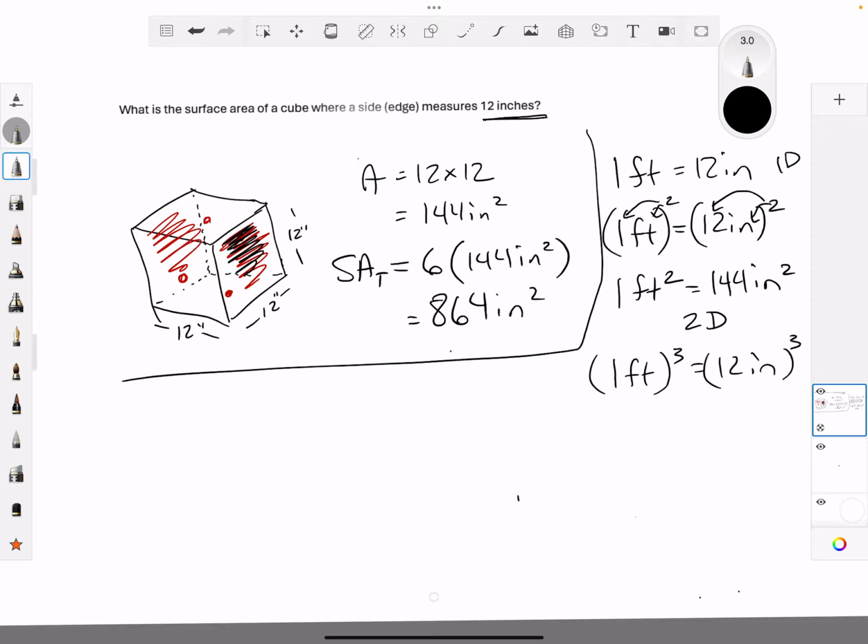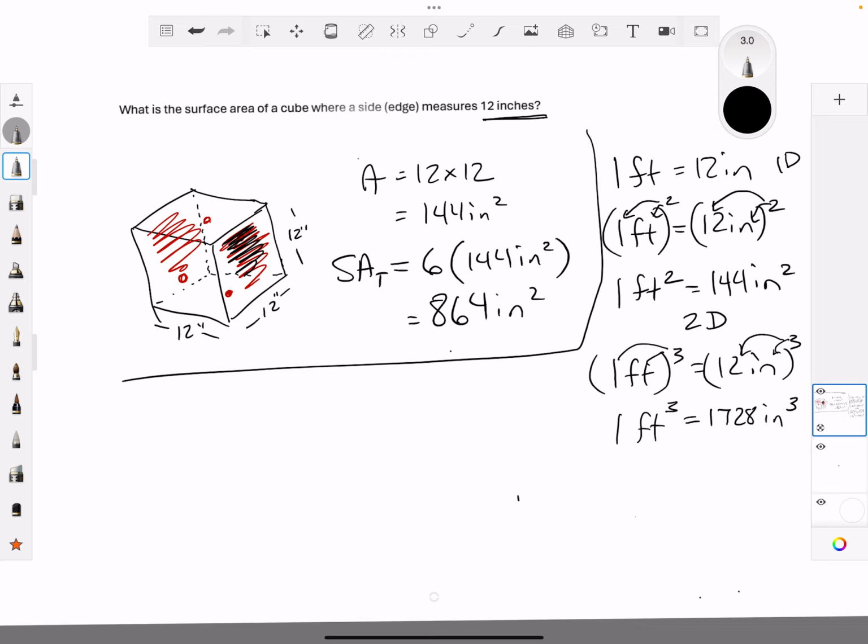Cube both sides, because that's length times width times height. So distribute into both. 1 times 1 times 1 is 1. Feet times feet times feet is feet cubed. And distribute into both of these, and we have 12 times 12 times 12 comes out to 1728 inches cubed.